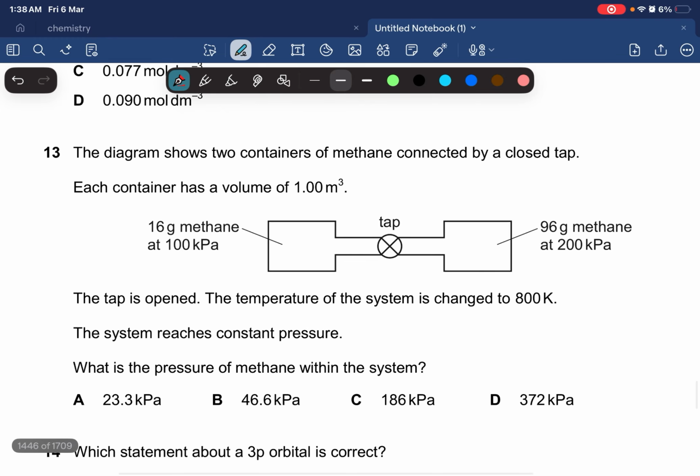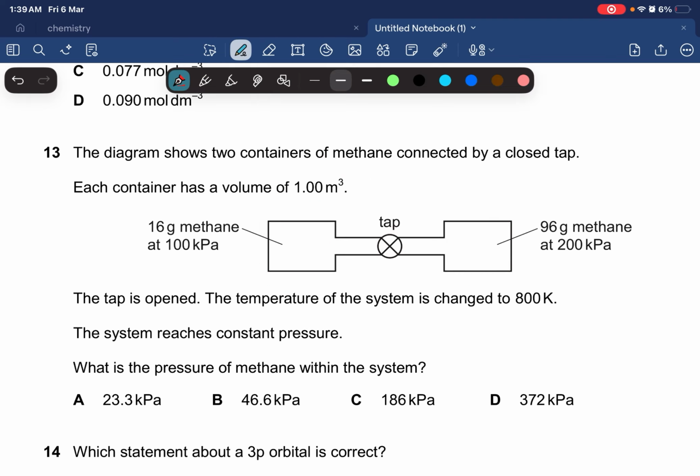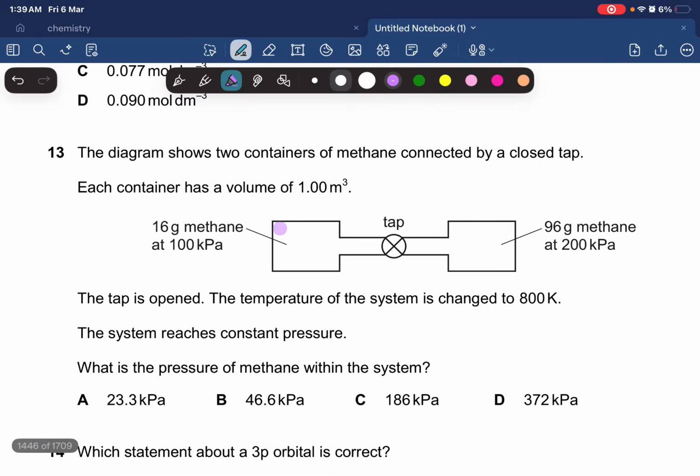Now we have an interesting question which says the diagram shows two containers of methane connected by a closed tap. So we have methane here, we have methane here, we have a closed tap here. Each container has a volume of 1 meter cube. So this volume is going to be 1 meter cube, and this volume is also going to be 1 meter cube.